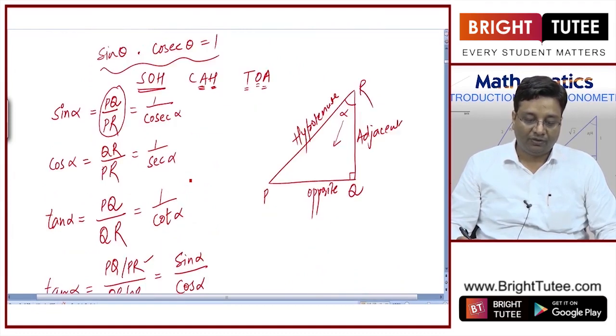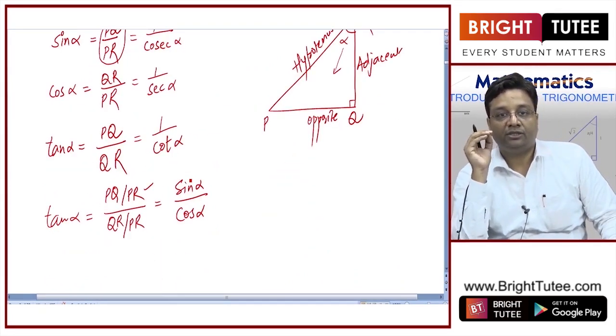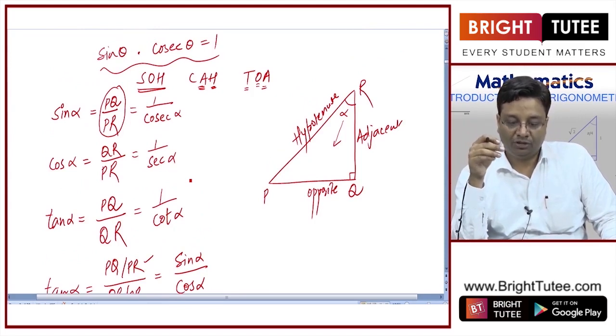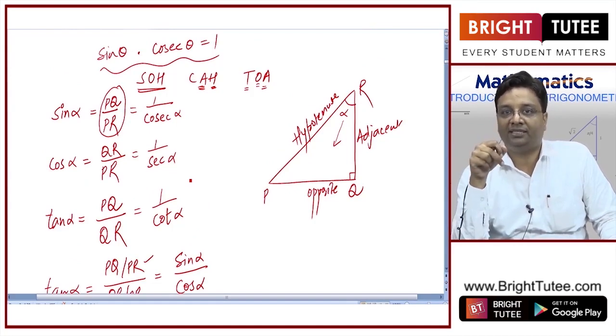So what have we learned so far? We have learned this mnemonic so ka toa. So ka toa means sine is opposite by hypotenuse, cos is adjacent by hypotenuse, and tan is opposite by adjacent.